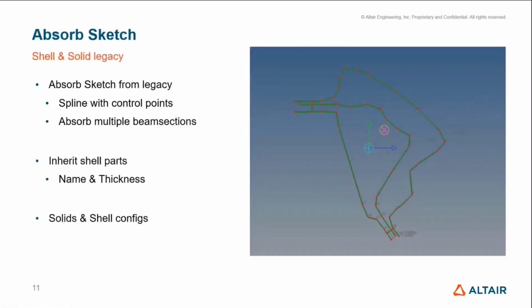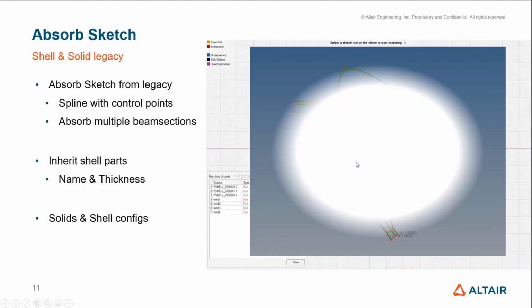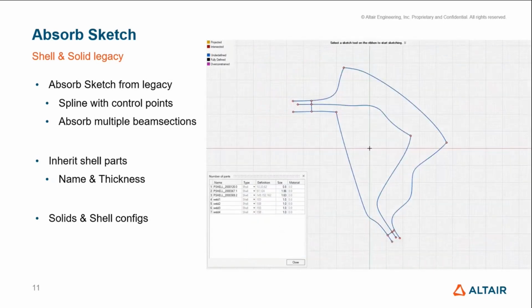Okay, so if we do have some legacy model, whenever you have some legacy model with existing beam section, we did provide an API to absorb those. So we can absorb legacy beam section and it will actually create a sketch out of this legacy beam section. So for instance, in this example here, by absorbing it, it turns into these polylines. For shell, because shell was the only one having the concept of a part, we inherit the part with name and the actual thicknesses of the original part. And this absorption is valid for both shell and solid.